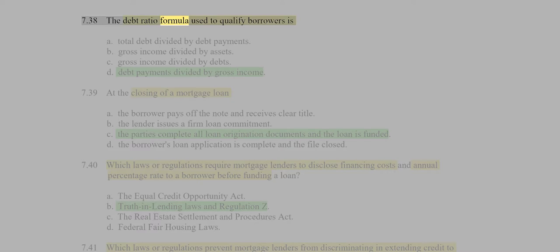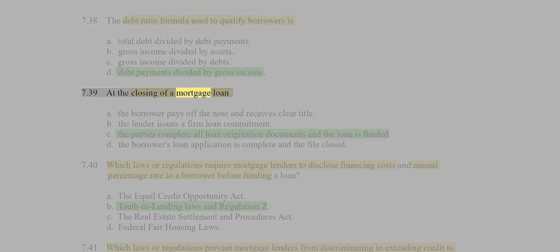7.38 The debt ratio formula used to qualify borrowers is A. total debt divided by debt payments. B. Gross income divided by assets. C. Gross income divided by debts. D. Debt payments divided by gross income.